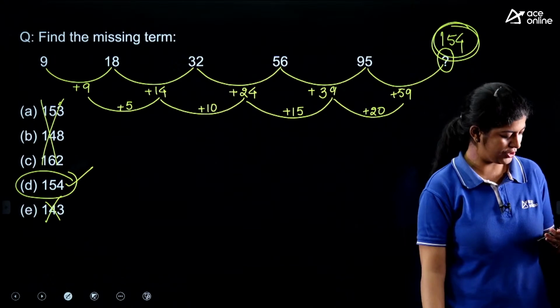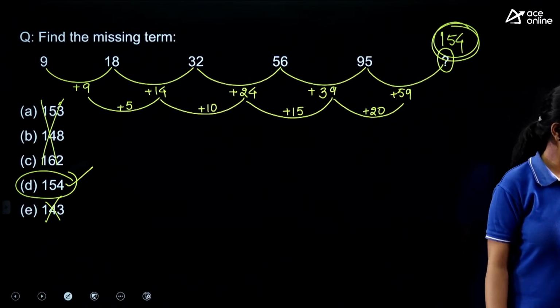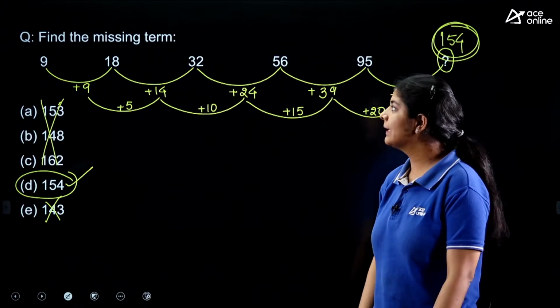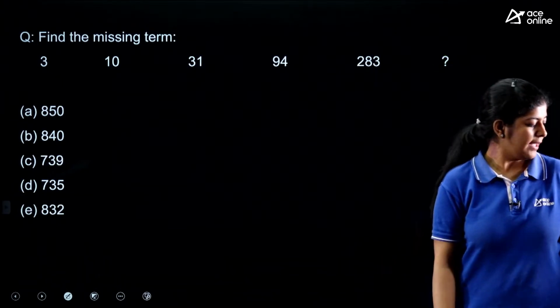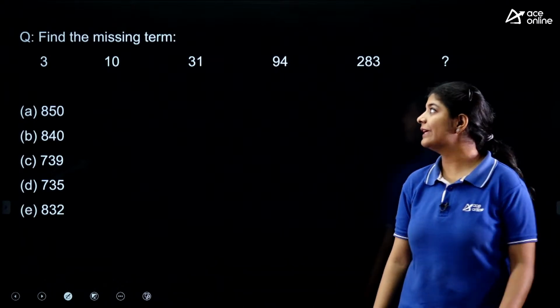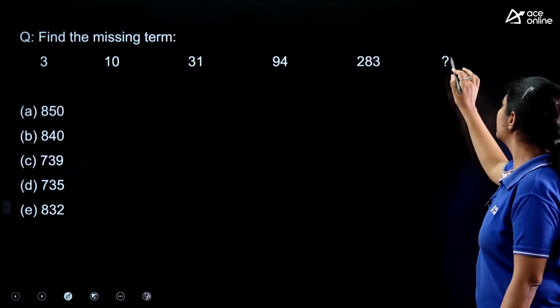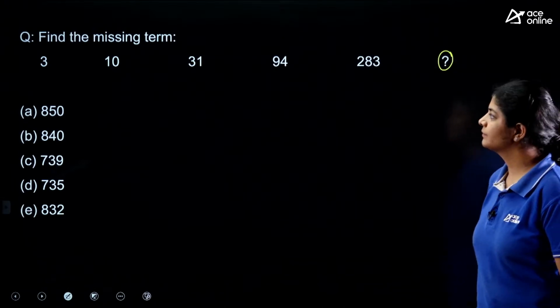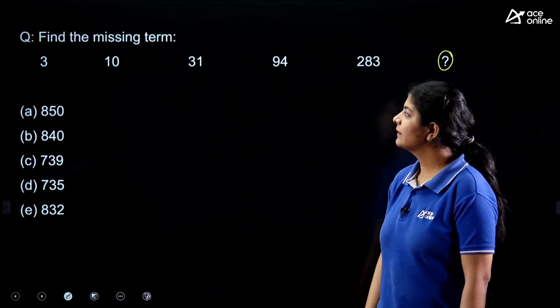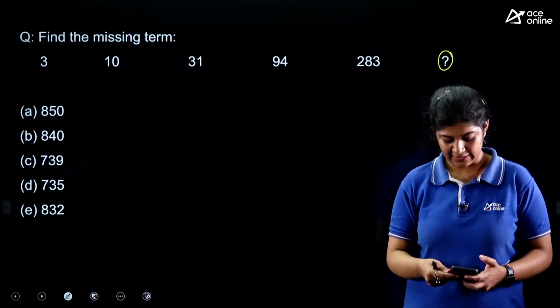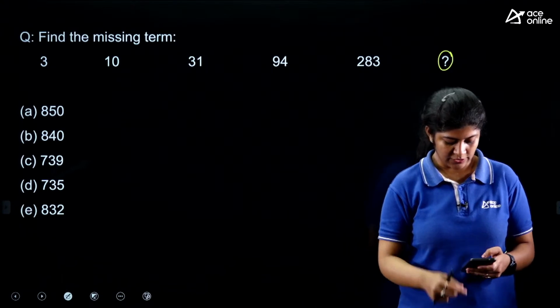Very good, Radhe, Krishna, Milan, Jaipur. The correct answer over here is option number D, 154. Right? Next. The next pattern is 3, 10, 31, 94, 283 and the missing term. This pattern is a very easy one. Very good, Litika.